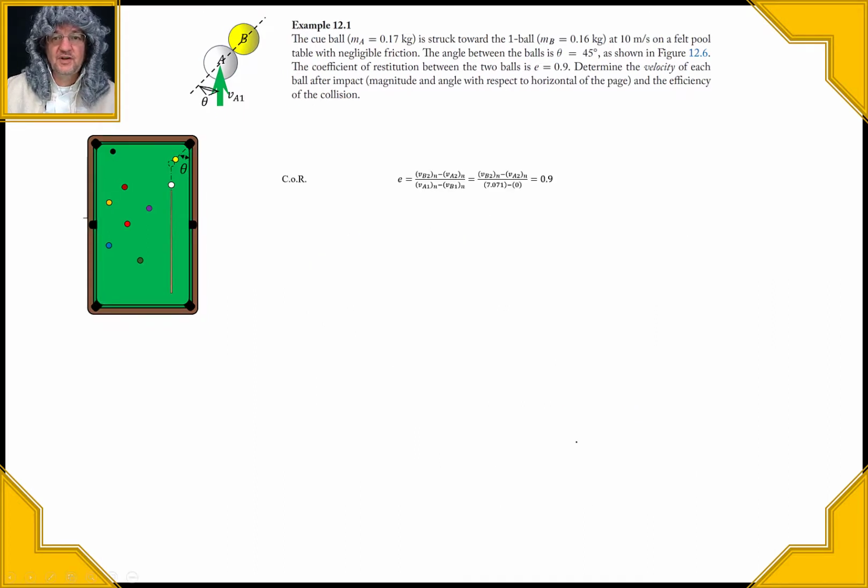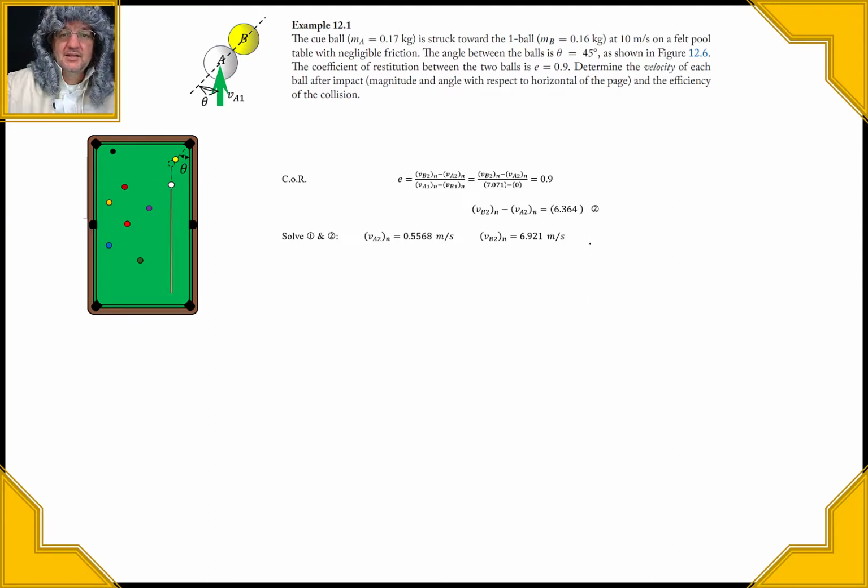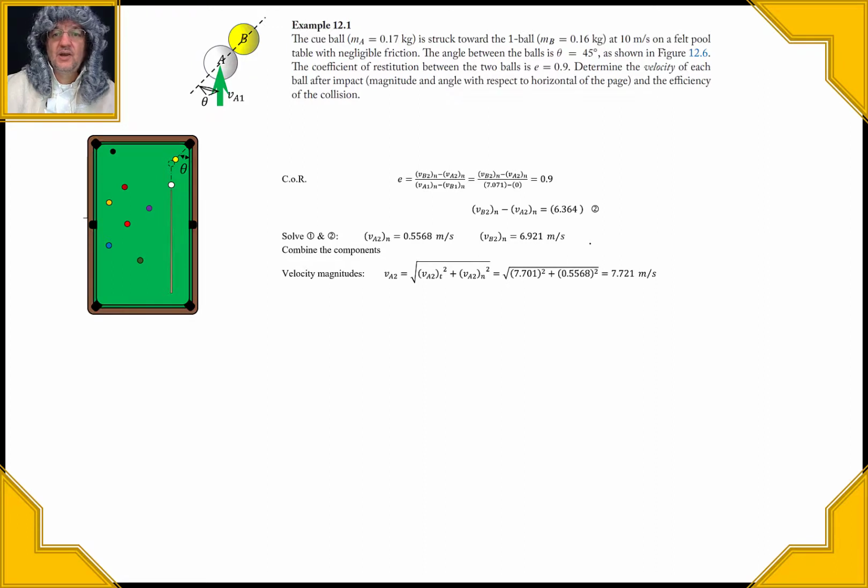We use the coefficient of restitution, and we rearrange that by plugging the numbers in. We have a second equation. And so if we solve them together, we get the final components right there. What's good for me here, I believe, is that I used the correct value up here. Even though I had 5 accidentally up above, we did use 7.701.